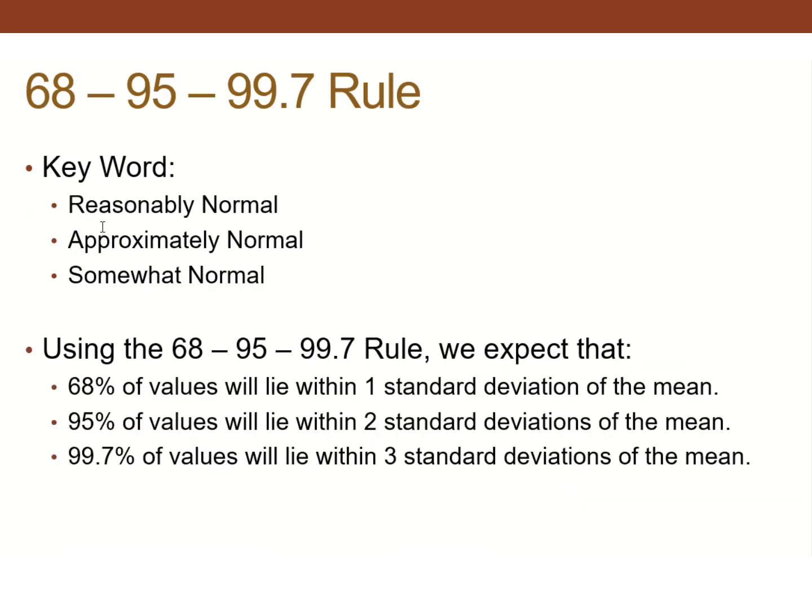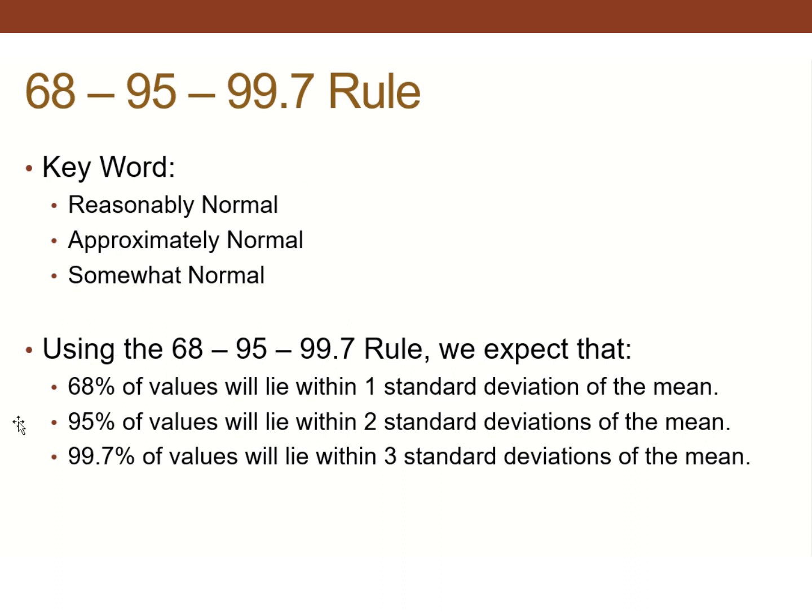So the keywords here, also from chapter 4, are reasonably normal. In chapter 4, you used the word symmetrical. So in other words, symmetrical simply means normal. Then you have something that is approximately normal or somewhat normal. You can use either one.